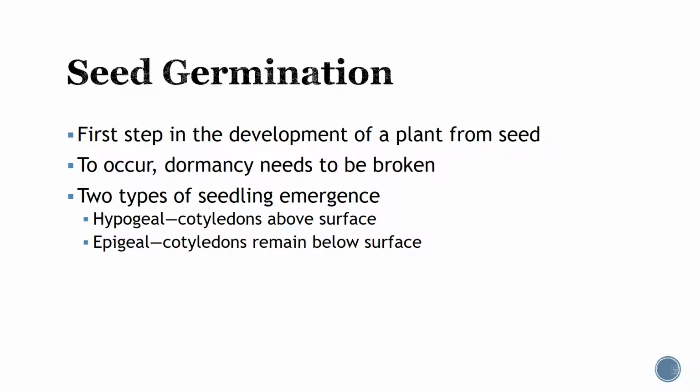This is really important when you look at the development of that plant from the start, from the seed. For this to occur, that dormancy has to be broken, and if it's not broken, obviously that seed will not germinate. So we look at two different types of emergence, hypogeal and epigeal. Hypogeal is when that cotyledon will break open above the surface, and in epigeal, those cotyledons will remain below the surface. I'll show you a picture of that in just a second.